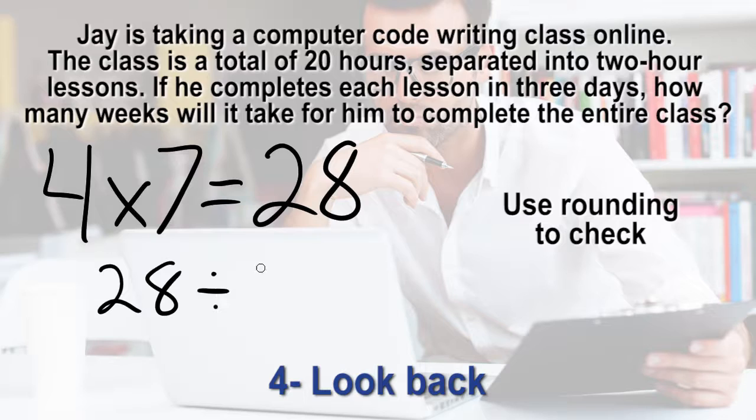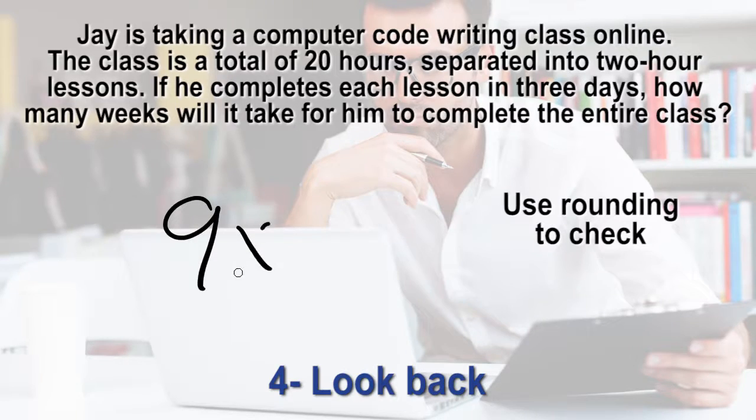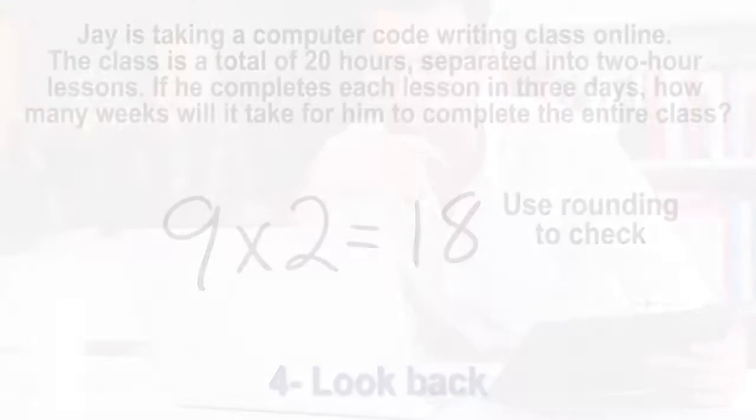Each lesson takes Jay 3 days, and 28 divided by 3 is equal to a number more than 9 and less than 10. How many hours of instruction? We will multiply 9 times 2, which equals 18, which is a little less than 20, but we knew that because we rounded down. I believe our answer is reasonable.